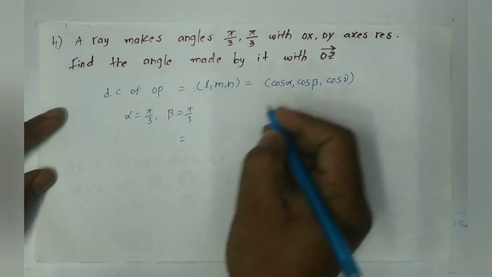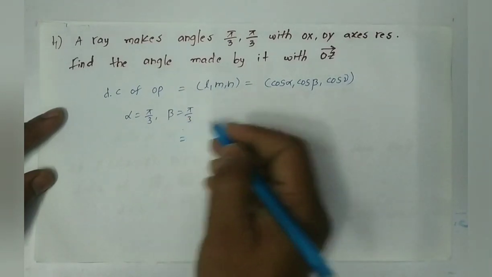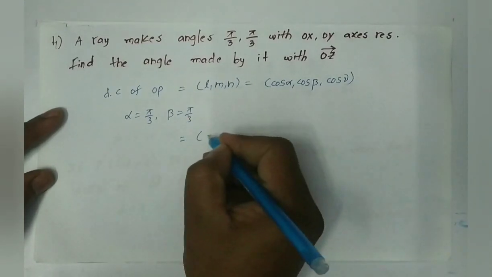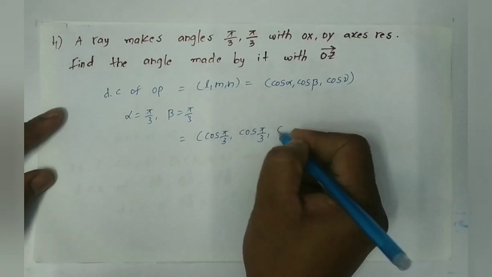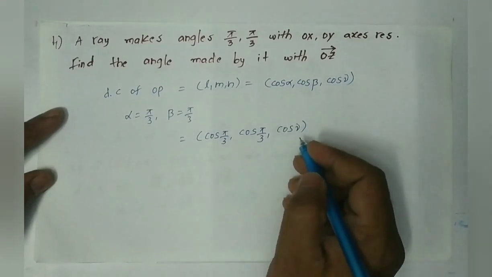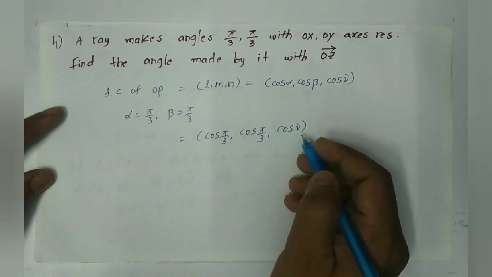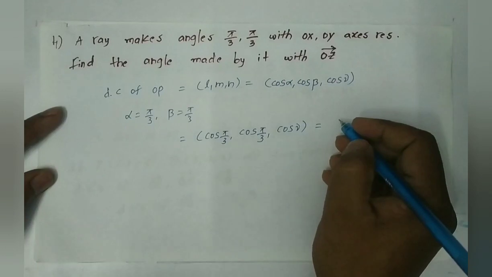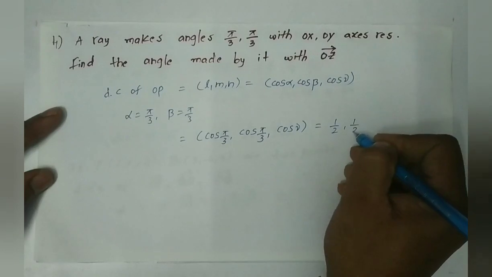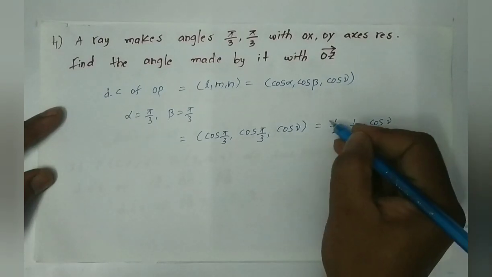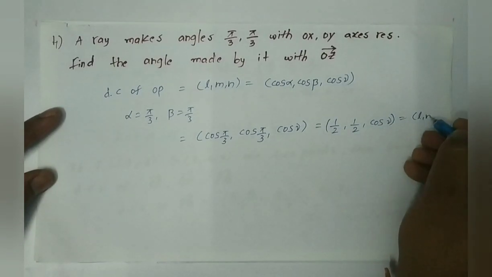Now let us substitute cos alpha, cos beta. Cos alpha is cos pi by 3, cos beta is cos pi by 3, and cos gamma is cos gamma. So here we don't know gamma, and we have to find gamma. Cos pi by 3 is cos 60, which is 1 by 2. So L, M, N are 1 by 2, 1 by 2, cos gamma.